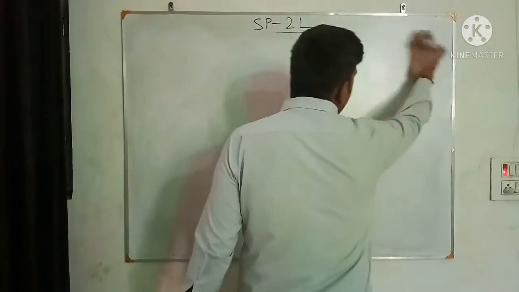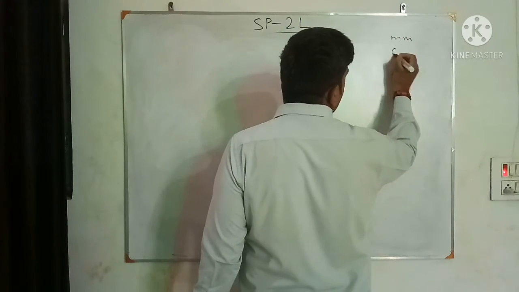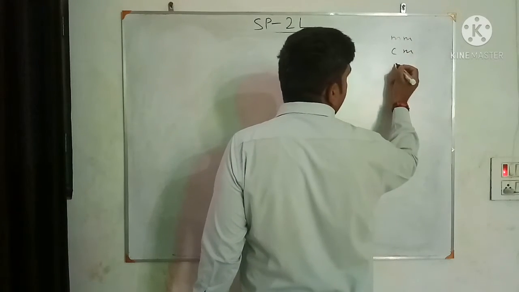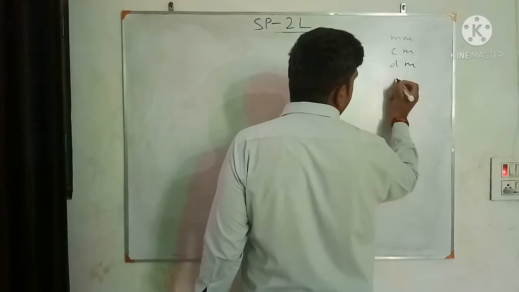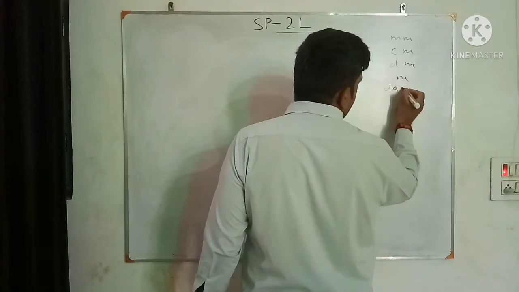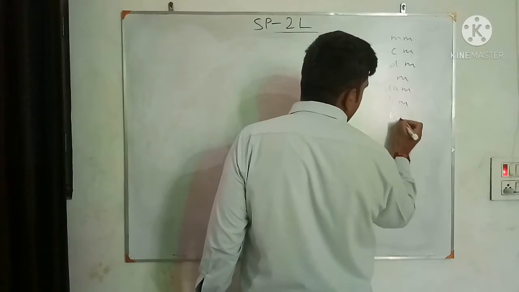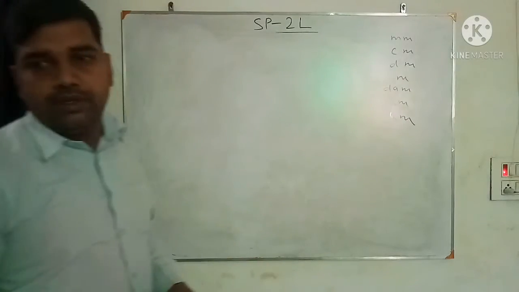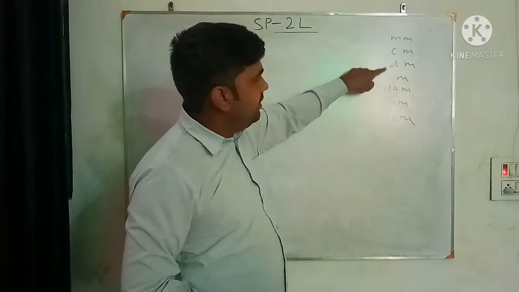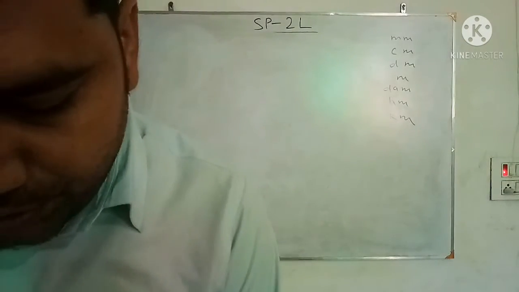Here on the corner I will write millimeter, centimeter, decimeter, meter, decameter, hectometer, kilometer. Okay, milli, centi, deci, meter, decameter, hecto, kilometer. Now see the first question.